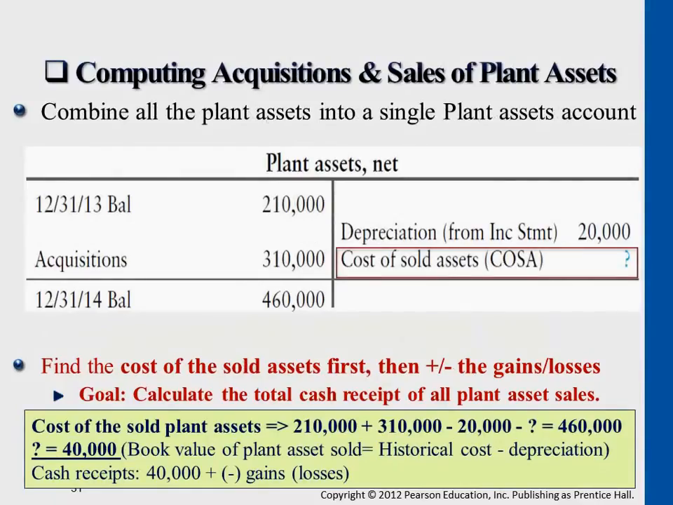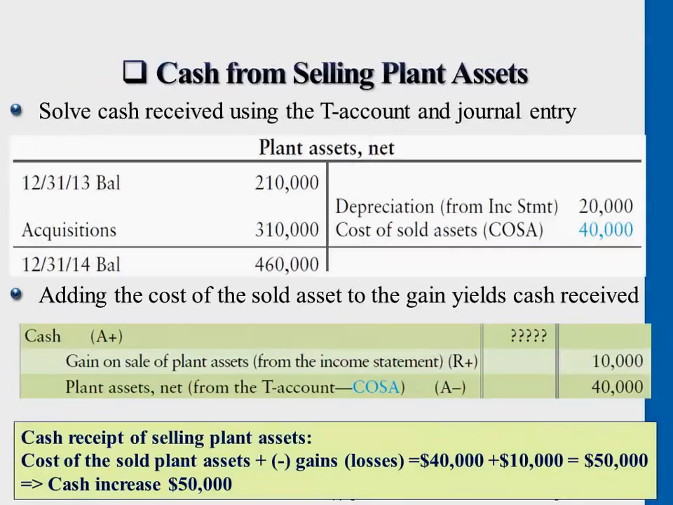Okay, this slide here tells you the question mark is the book value of the asset. Once you know the book value of the asset that's sold, then for any gains or losses, just add the gains or subtract the losses. That will give you the cash receipts of that selling transaction.